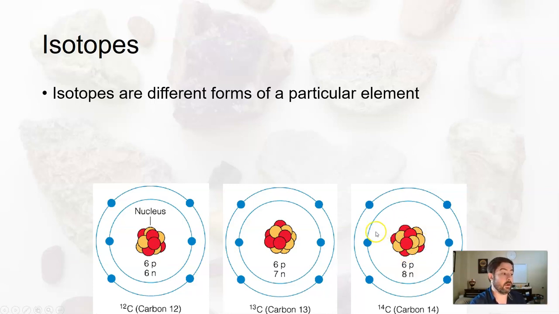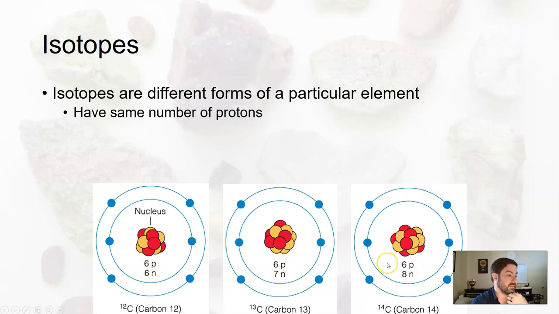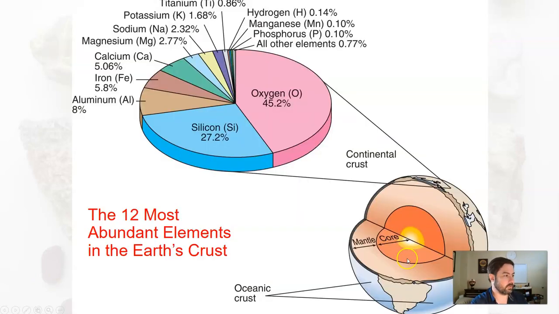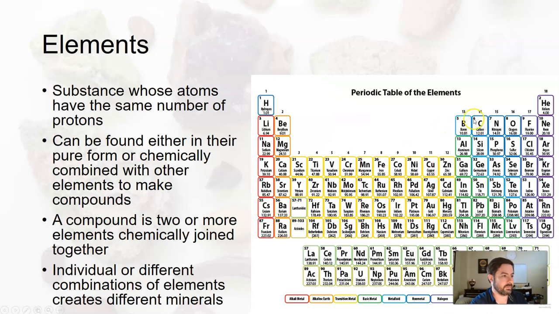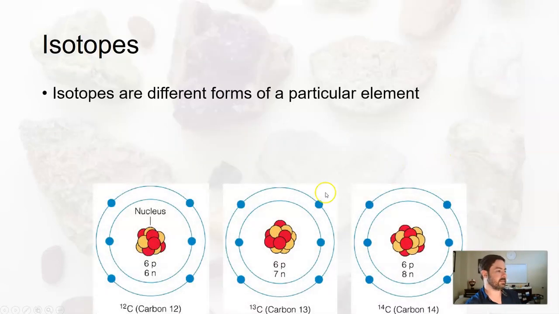However, they're all different. They have some similarities. The reason they're all carbon is because they all have the same number of protons. Remember, the number of protons defines an element. So each of these has 6 protons, so they're all the same thing. They're all carbon. Let's just go back and double check. Yep, carbon, 6. So it has 6 protons.